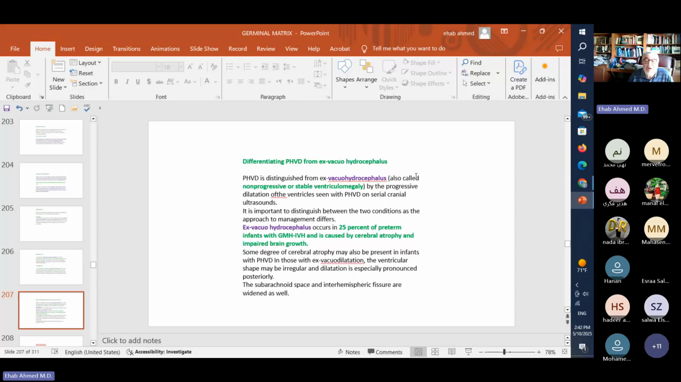And there is a good point here. You have to differentiate PHVD from non-progressive or stable ventriculomegaly. You might see a preterm baby with GM-IVH who has ventricular dilatation, but it is stable and non-progressive. You have to differentiate it from PHVD because it is self-limited and it will resolve. You don't need to interfere with that, okay?